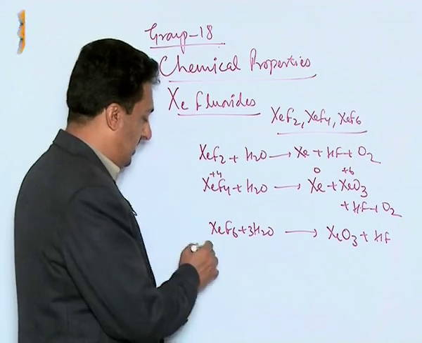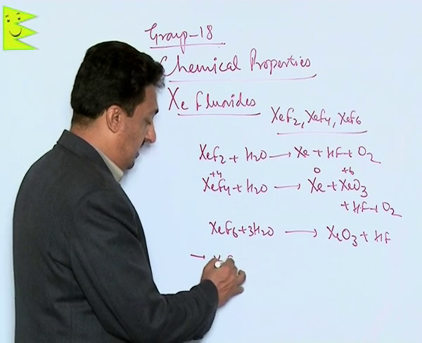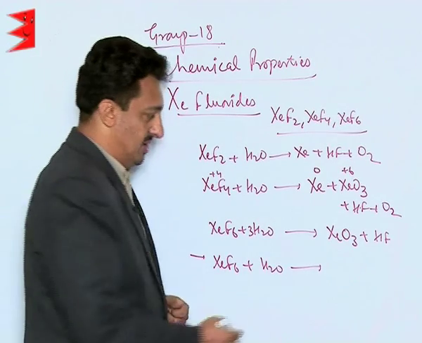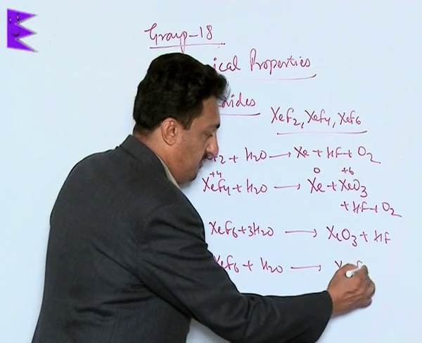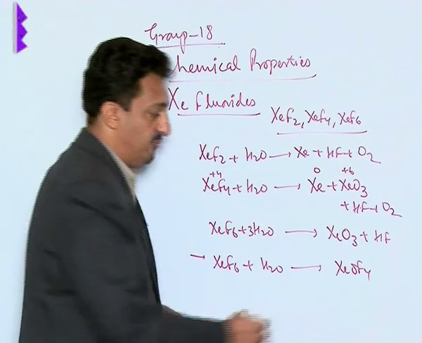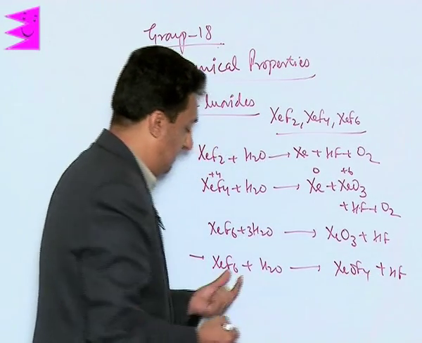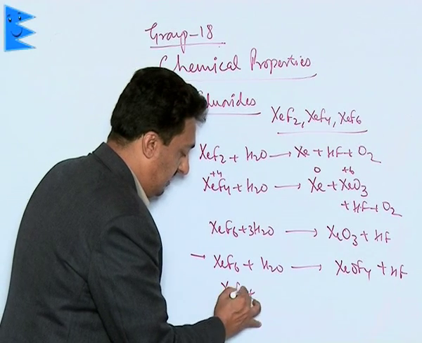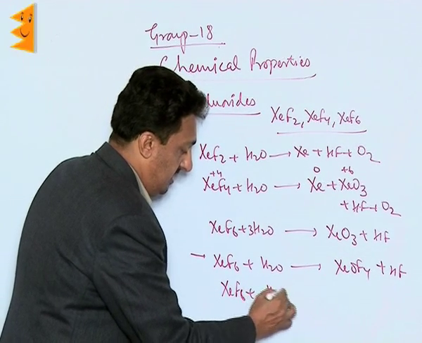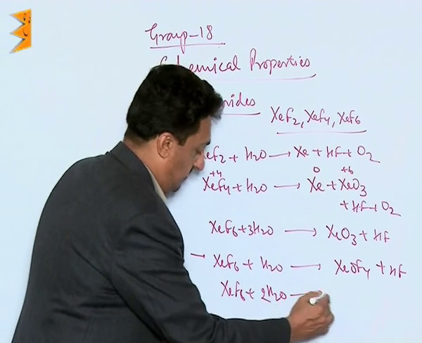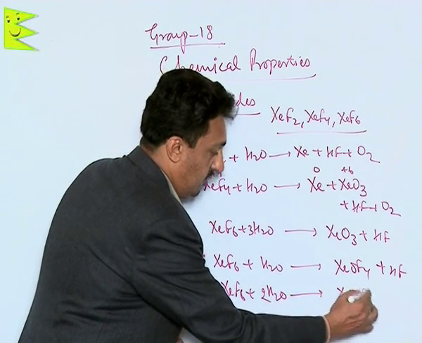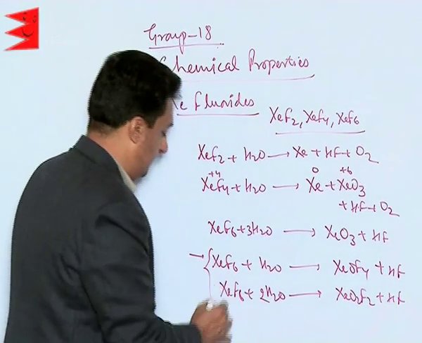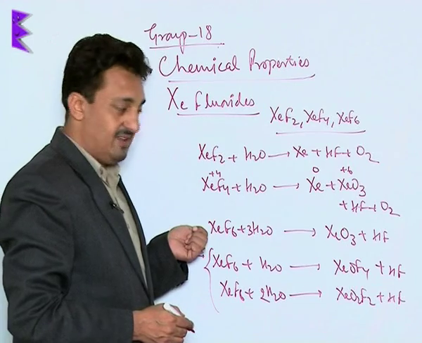Now another thing you need to know is that this xenon hexafluoride undergoes partial hydrolysis also and it forms XeOF4. It forms XeOF4 and HF once we take 1 molecule of water, and if it is taken with some more water, that means about 2 molecules of water, what we get is XeO2F2 plus HF. These are its partial hydrolysis. This is its complete hydrolysis.